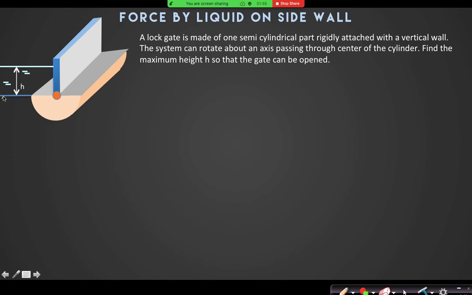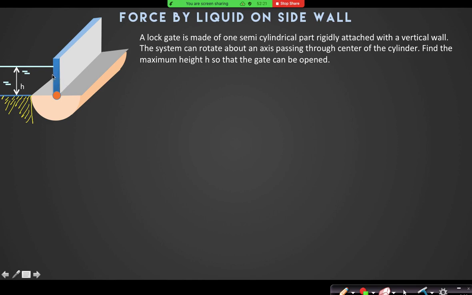Can you understand the situation? This is a floor, right? Suppose this is the ground floor. Water is kept above it with the help of this lock gate. Above a certain height or below a certain height, if you keep water, then this lock gate will rotate. In which direction will the lock gate rotate so that the gate will open? Clockwise or anti-clockwise? Clockwise.